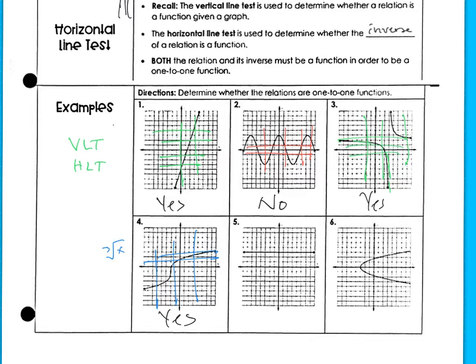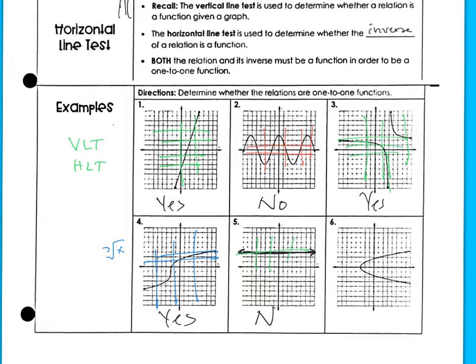Now this line I think is hard to see. It's this line right here. It's this actual line at y equals, looks like 3. And of course, this one's going to fail. It passes the vertical, but it fails the horizontal. So this one is not one-to-one.